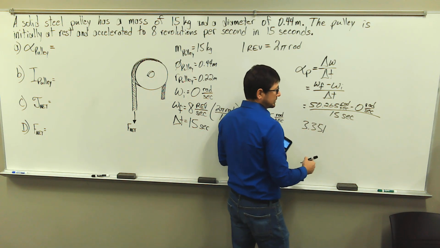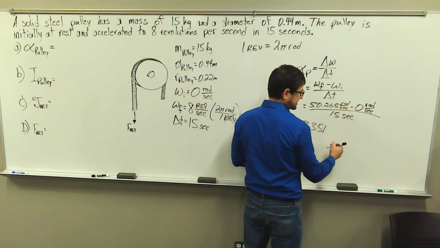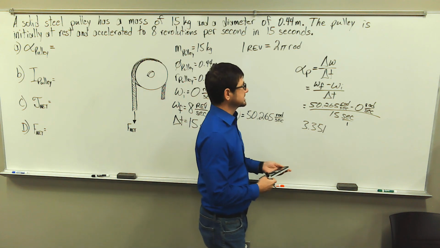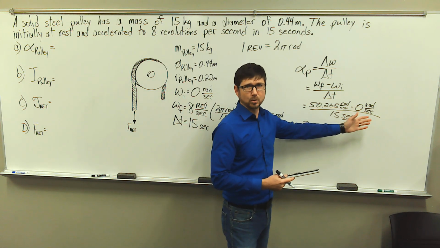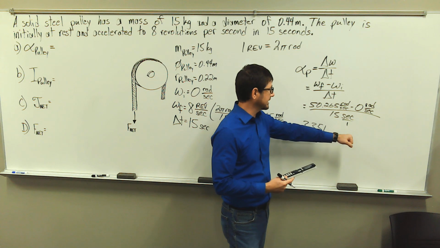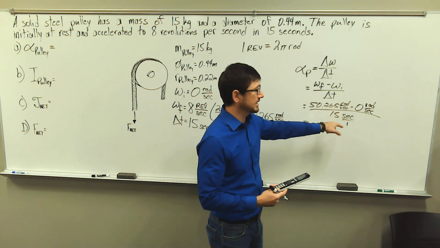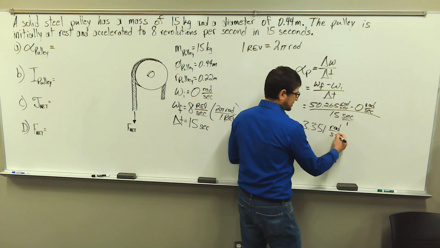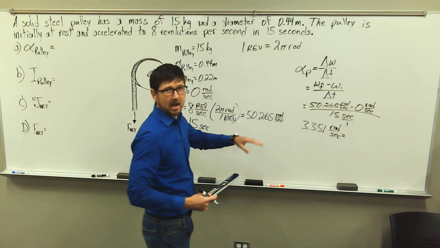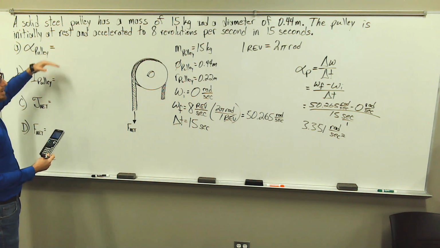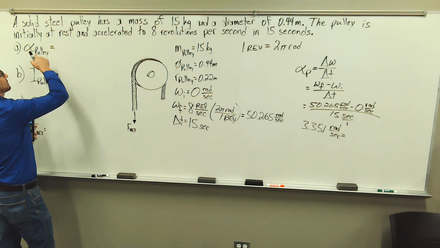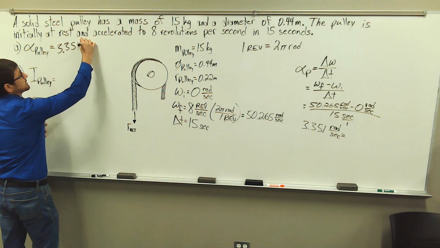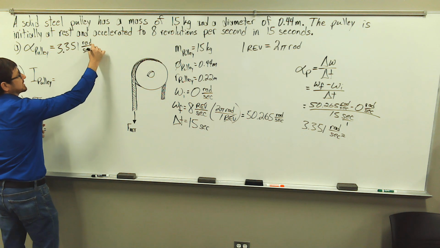And let's take a look at our units here. I have radians per second, and this is seconds over 1. And you know the old algebra rule that says whenever we're dividing fractions, it's like multiplying by the reciprocal of the denominator. So this is going to be radians per second times 1 over seconds. That will give us units of radians per second squared. Okay, I'm going to write that value over here in my answer column. So the angular acceleration of the pulley is 3.351 radians per second squared.